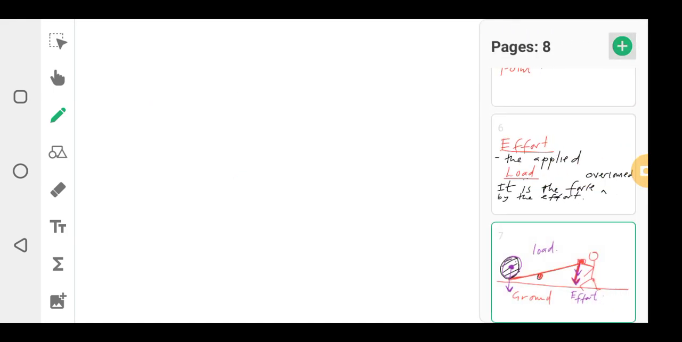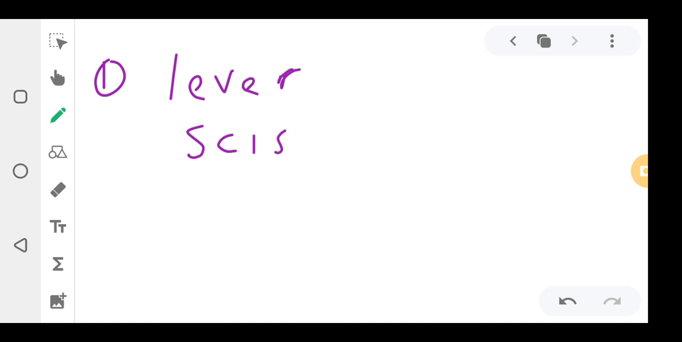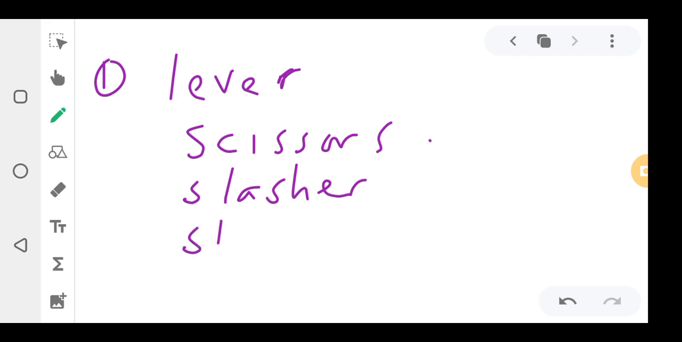Now, there are certain things that you need to know. Common things that you need to know is what you call levers under simple machines. What is a lever? Examples of levers are things like scissors. A scissors is a lever, a scissors that you use for cutting clothes. A slasher, all those are simple machines. A slasher is the one used for cutting grass. A shovel. All those are levers.